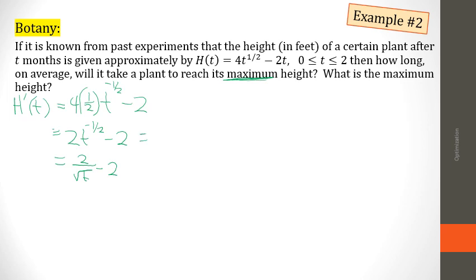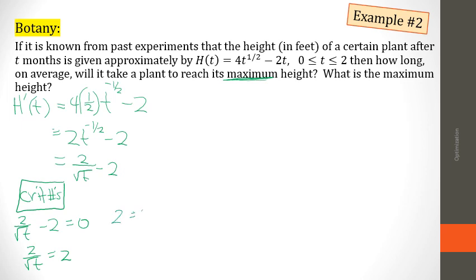So now we need to find the critical numbers. The critical numbers are only the zeros because we're not considering when it doesn't exist. So we get 2 over square root of t minus 2 equals 0. We get 2 over square root of t equals 2. Multiply by square root of t. So we get 2 equals 2 square root of t. Divide by 2, 1 equals square root of t. t has to be 1.